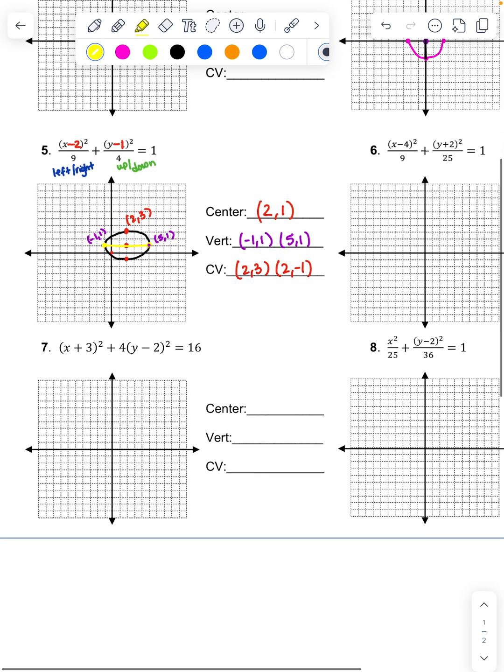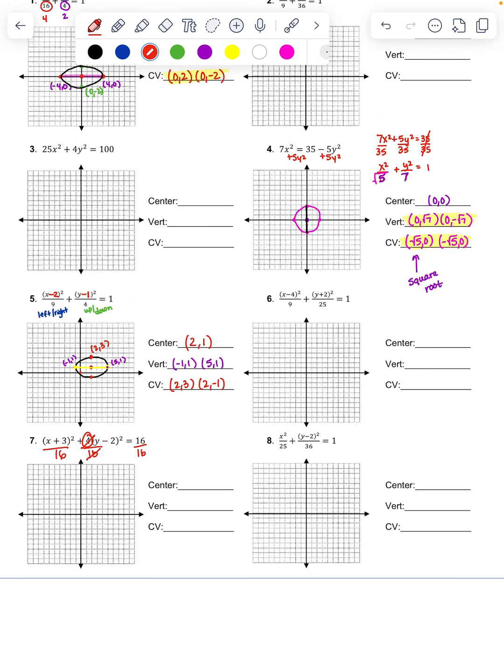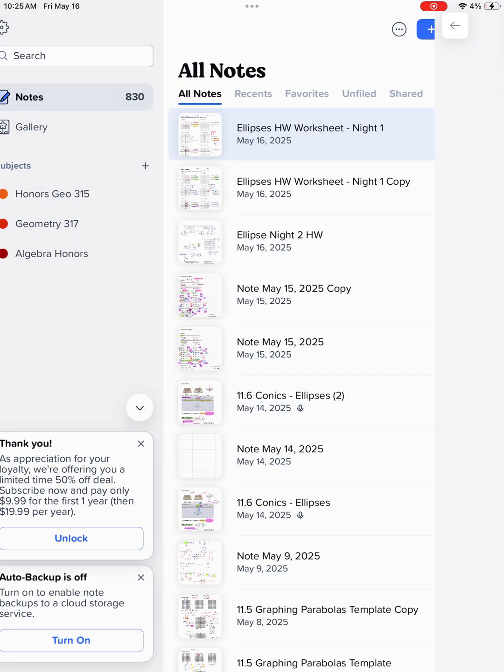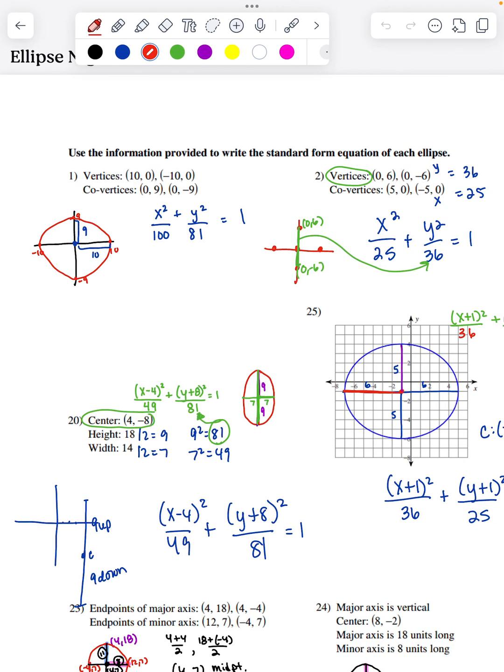If you take a look at number 7, when you divide everything by 16, don't forget about that number 4 here. You're going to have to simplify. Okay, and then on the back side, you have a little bit of work to do.